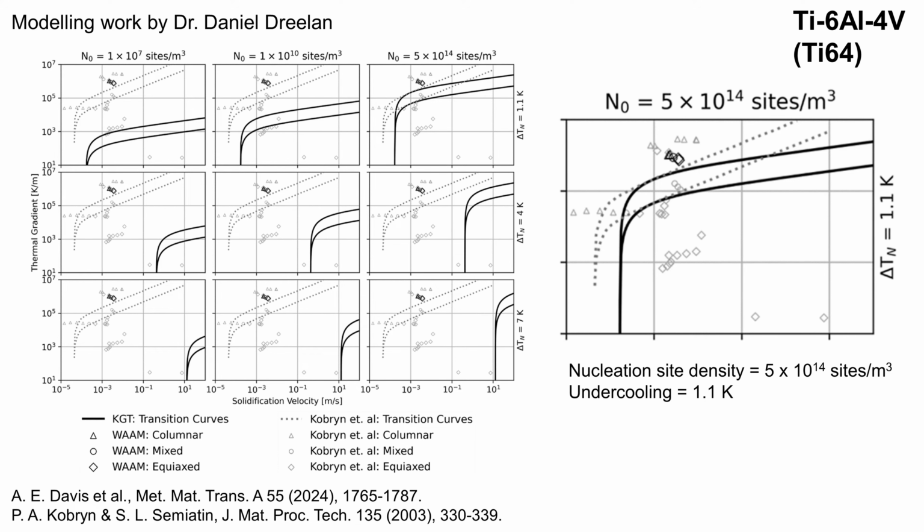This suggests that Cobrin and Semiatin's work had a relatively high number of effective nucleants in the melt, which we know from comparison of other literature that suggests site densities in the range of 5 × 10^7 to 2 × 10^9, which achieved equiaxed grain structures with undercoolings of 4 to 10 Kelvin. So, what does this mean for directed energy deposition AM processes like WAM?